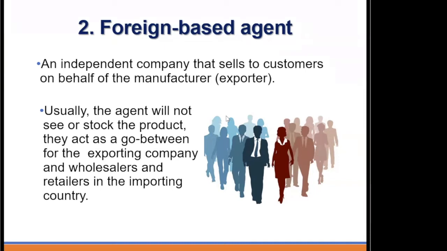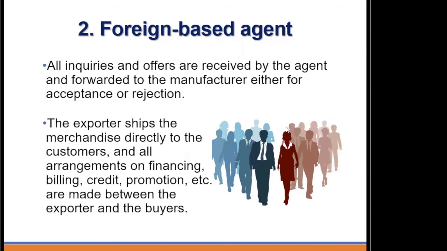So they just act as a go-between for the exporting company and the wholesalers or retailers in the foreign market who are interested in importing the product or service. In that case, all inquiries and offers are received by this agent in the foreign market and then forwarded to the manufacturer, who can either reject or accept the requests that have been made by the buyers in the foreign markets. So the exporter will ship the merchandise directly to the customers and not to the foreign-based agent, right?